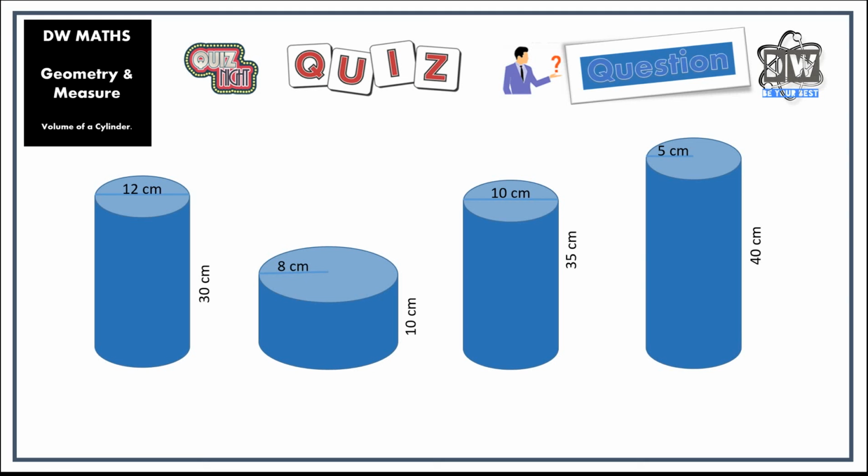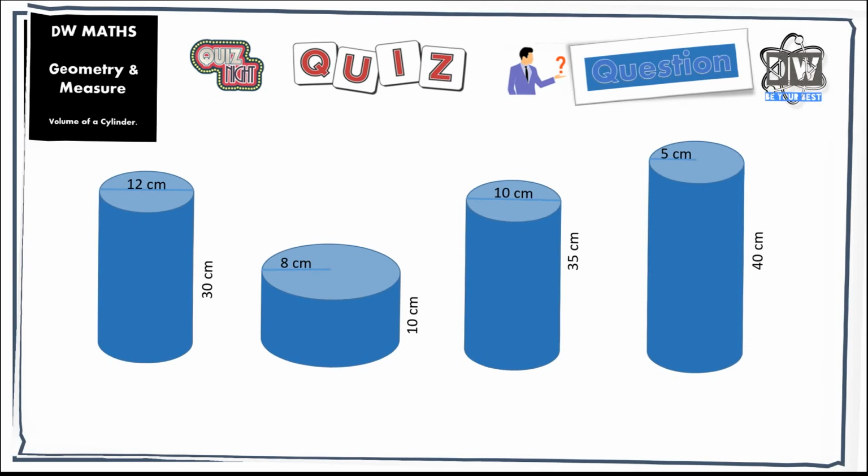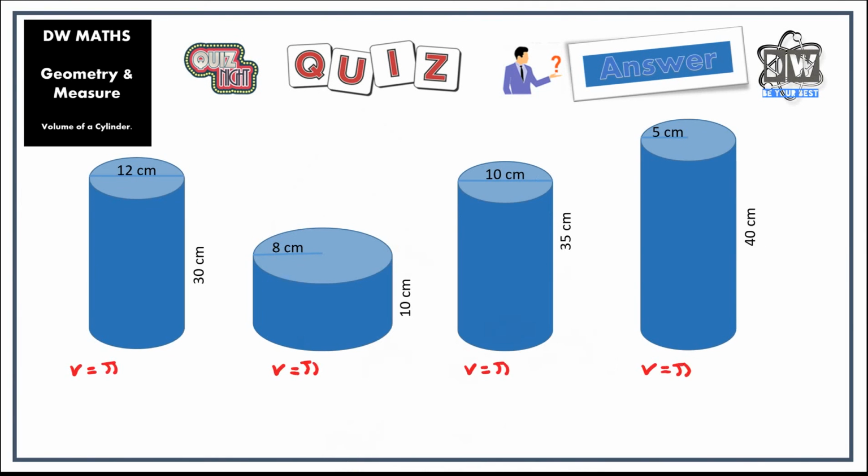It's time for the answers, everyone. That was the question. Here are the answers. So let's just start with the first line of working. So for the first one, half the diameter is the radius. So it's pi times 6 squared, and then we're going to times that by 30.